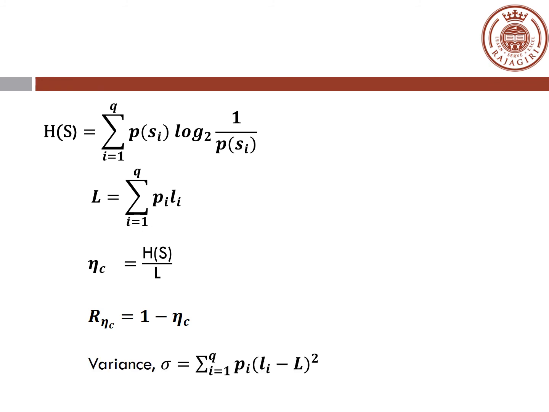Now the question also has a parameter called variance. Please do write down the formula. Variance is equal to the sum from i equals 1 to q of pi times (li minus L) the whole square, where li is the length of each symbol and L is the average length.